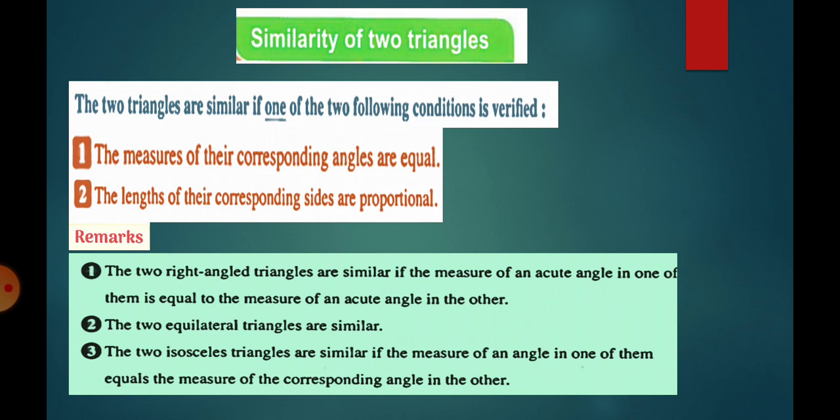The two isosceles triangles are similar if the measure of an angle in one of them equals the measure of the corresponding angle in the other. We know in an isosceles triangle, two sides are equal and the two angles are equal. If we find the angle in the first triangle equals the corresponding angle in the second triangle, then the two isosceles triangles are similar.